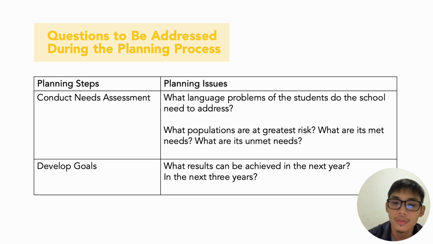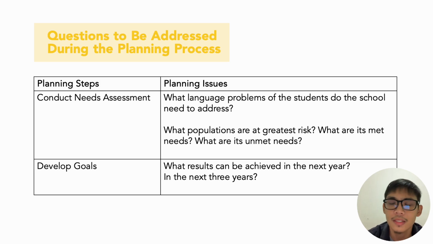Are we talking about our intake of grade 7? Are we talking about our graduating students? What are its met needs, for example? In terms of language proficiency in general, do we think that all the macro skills have been met except for reading? What are its unmet needs? Are we only talking about reading literacy or reading proficiency, right?